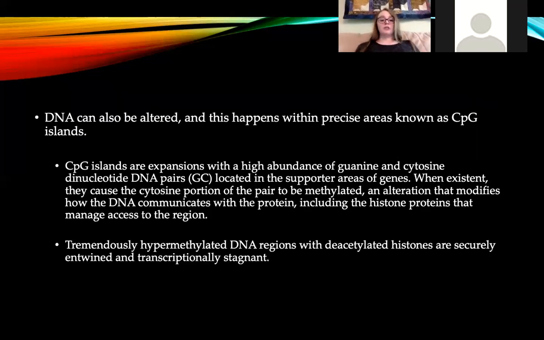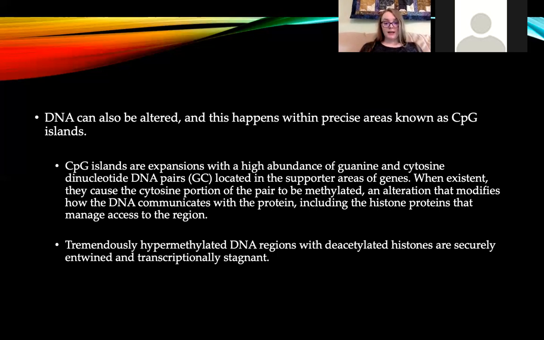DNA can also be altered, but this happens within precise areas known as CpG islands. CpG islands are regions with a high abundance of guanine and cytosine dinucleotide DNA pairs, CG, located in the promoter areas of genes. When present, they cause the cytosine portion of the pair to be methylated, an alteration that modifies how the DNA interacts with proteins, including the histone proteins that manage access to the region.